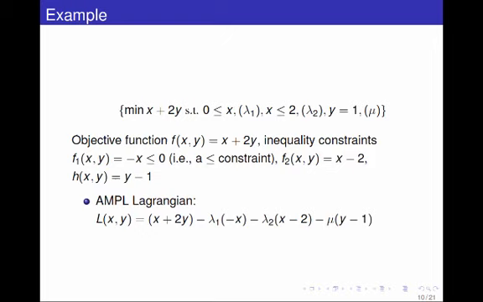The objective function remains the same. This constraint is transformed: we shift everything to the left and maintain the sense of inequality. So this is a minus x constraint. This becomes x minus 2, and this becomes y minus 1. Again, we're shifting everything to the left. And we're then subtracting all of these constraints in the Lagrangian function description. Clear?